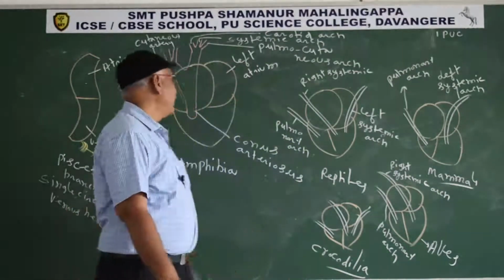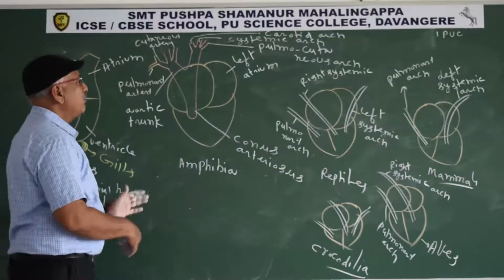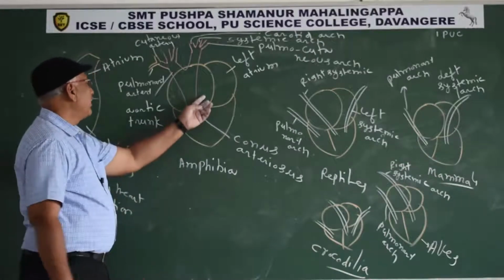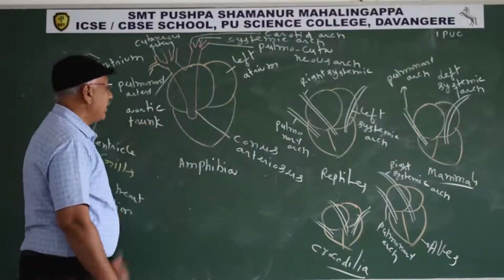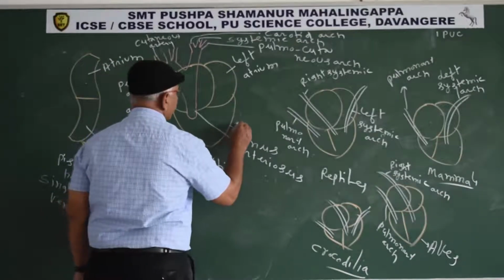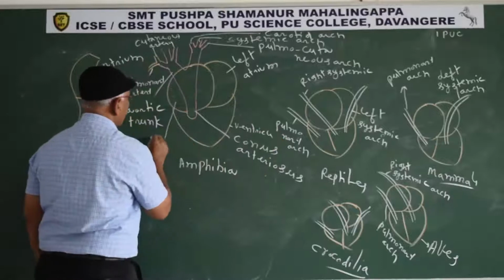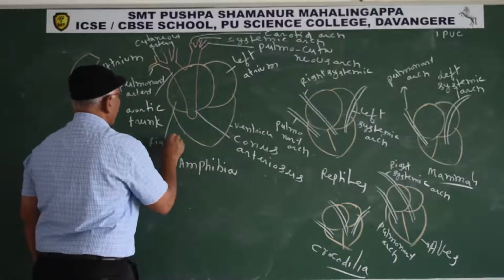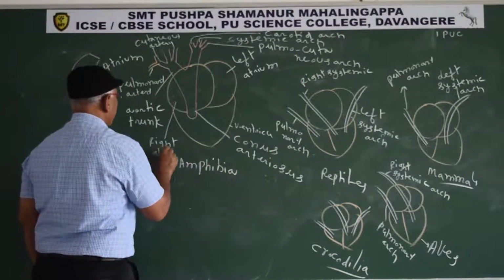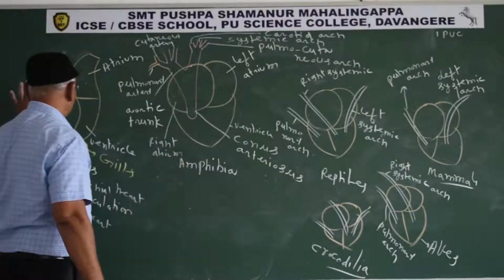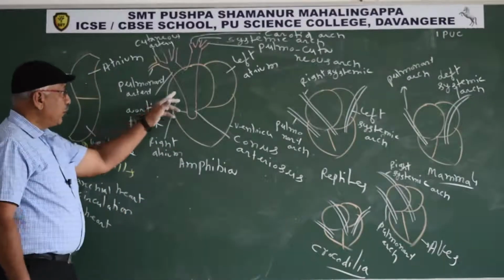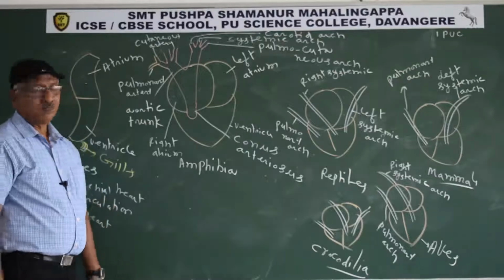Next one is amphibia. In amphibia, three-chambered heart: right atrium, left atrium and ventricle. Right atrium. Actually, it is the left side of the board. Why did we mention it as right atrium?